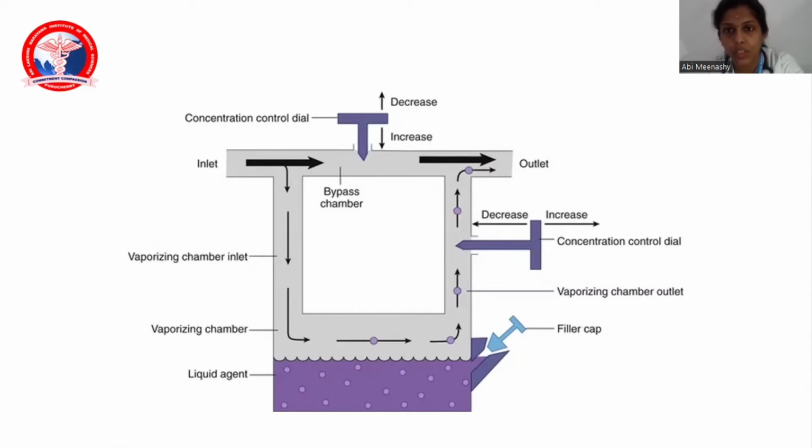In most of the types, the concentration dial is either up or in front, and this is the filler cap. That's how you fill your liquid anesthetic agent that comes in a bottle. You have to fill it with a filler or a direct nozzle. That depends upon the vaporizer also.